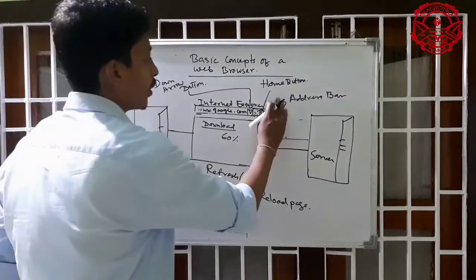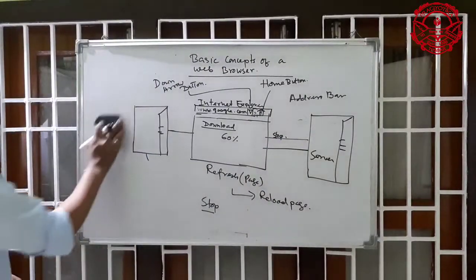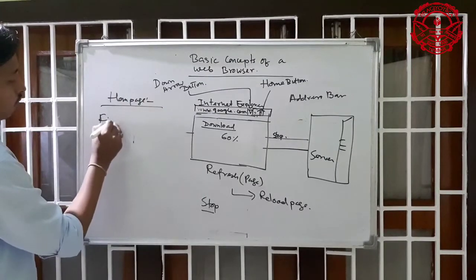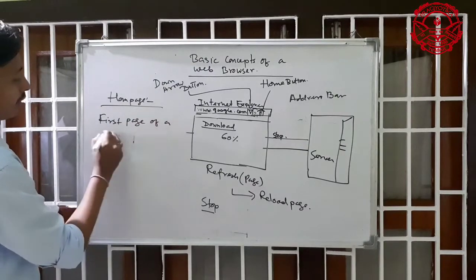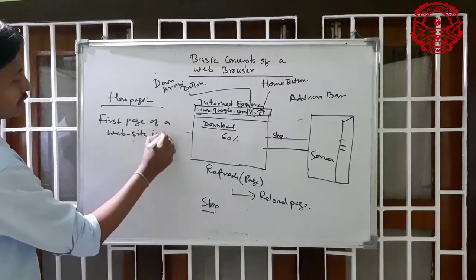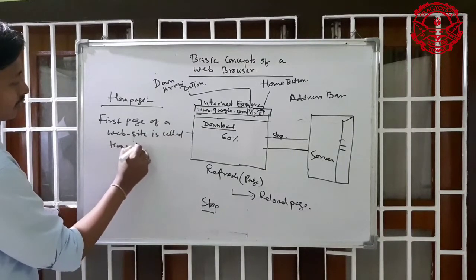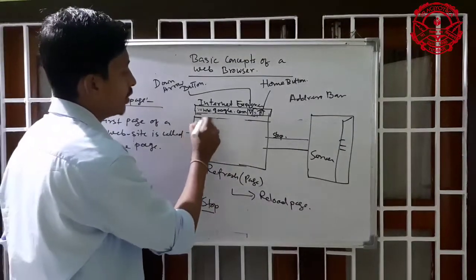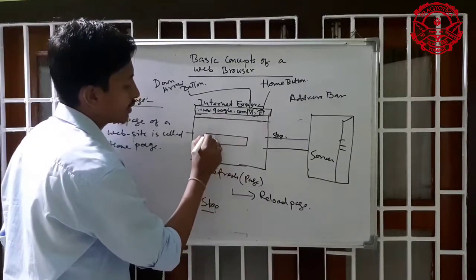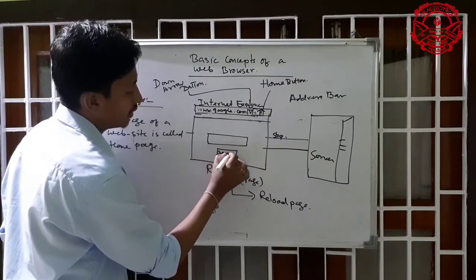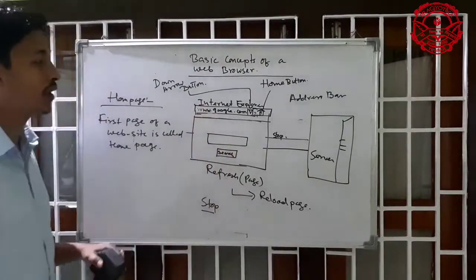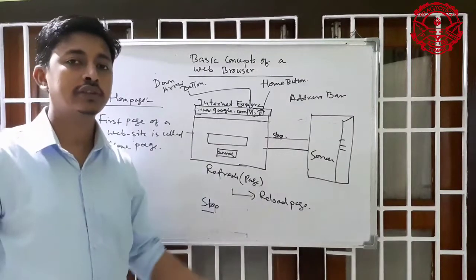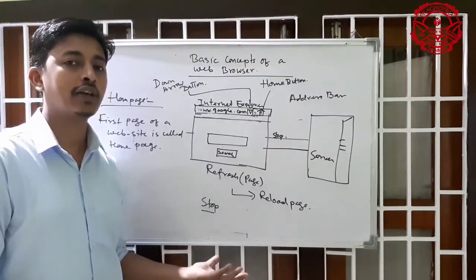So what is meant by home page? The first page of a website is called the home page. For example, when you search Google, the first page that comes up, where the search box and start button are included, is called the home page of Google. In the same way, Gmail has a home page where you can log into your account. YouTube also has a home page.